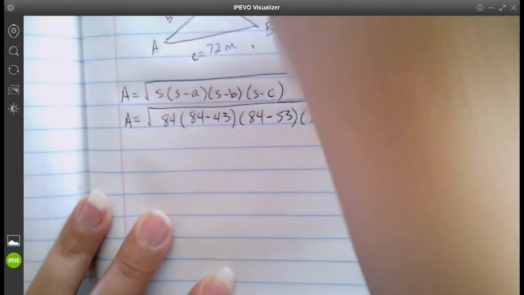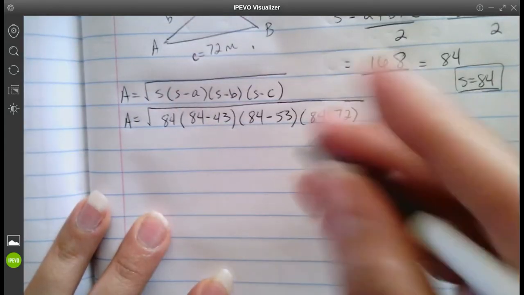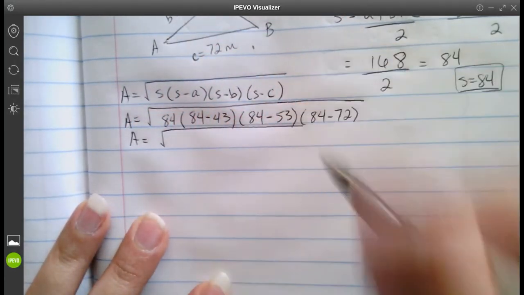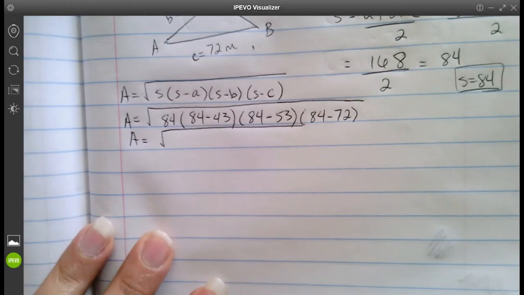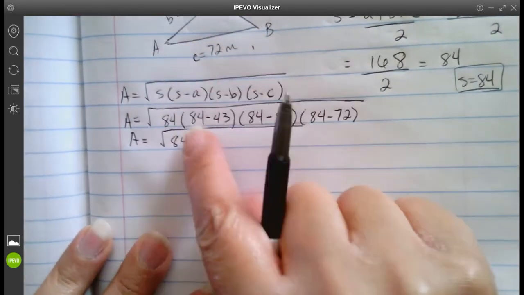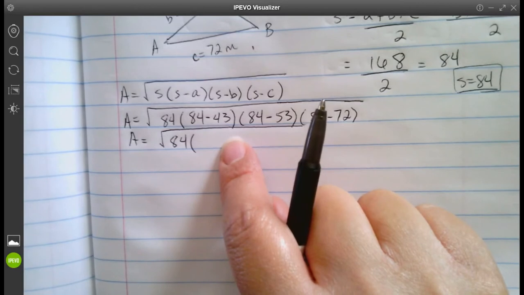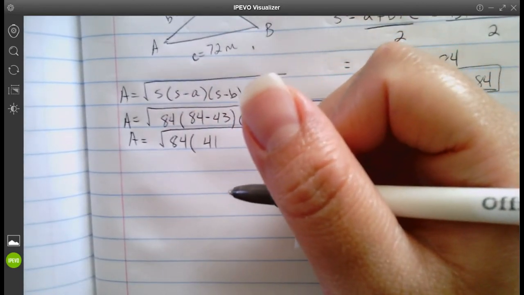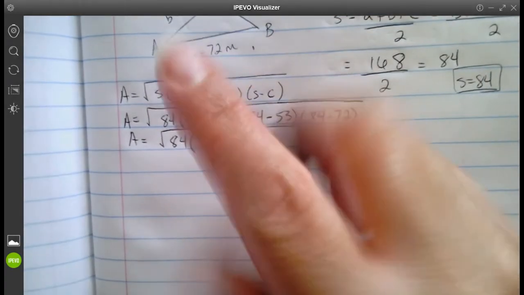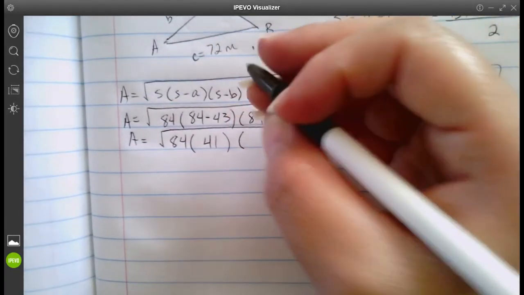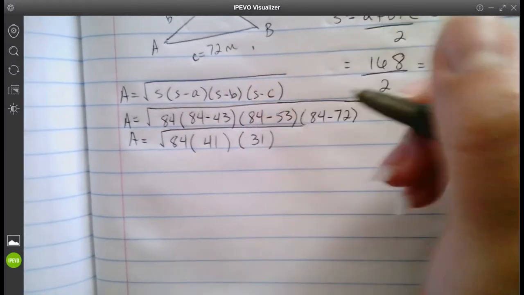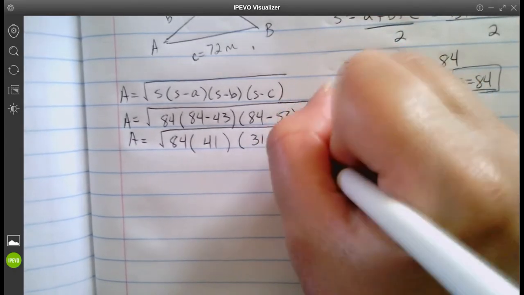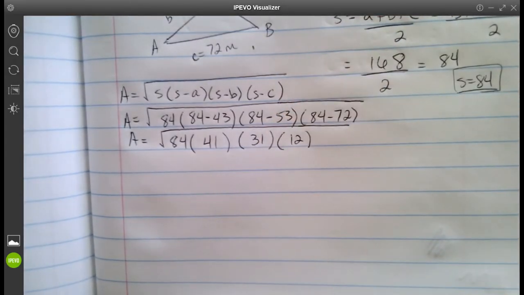You can go straight into the calculator if you'd like, but I'm just going to do it for some work, to show some work, just in case anyone's interested. We have 84 times 84 minus 43. That's going to be 41, I believe. Yes, 41. And then we have 84 minus 53, which would be 31. And then 84 minus 72 is going to be 12. And I'll stop showing off at that point because I'm not going to multiply that.